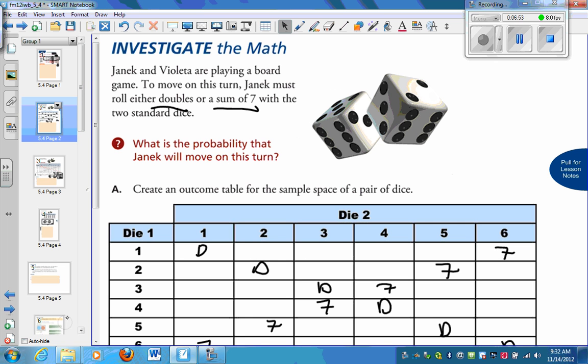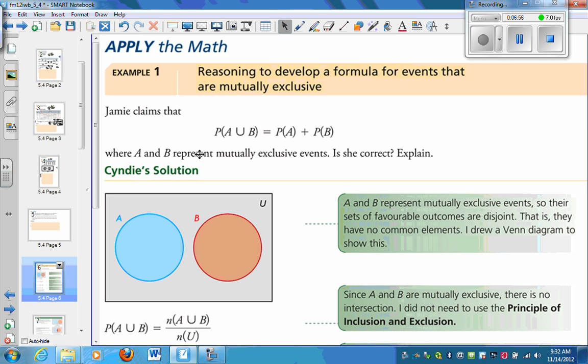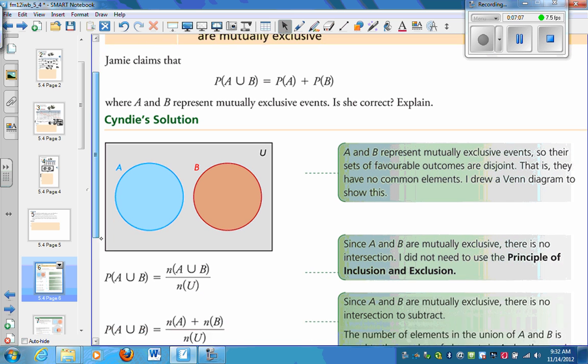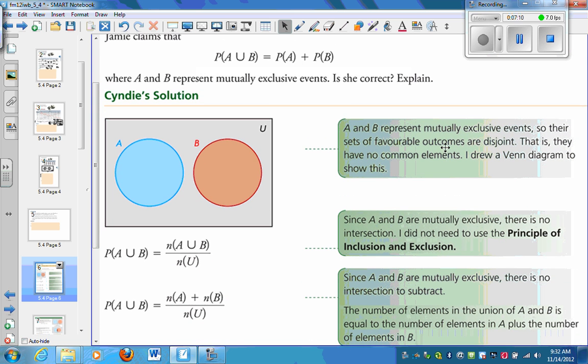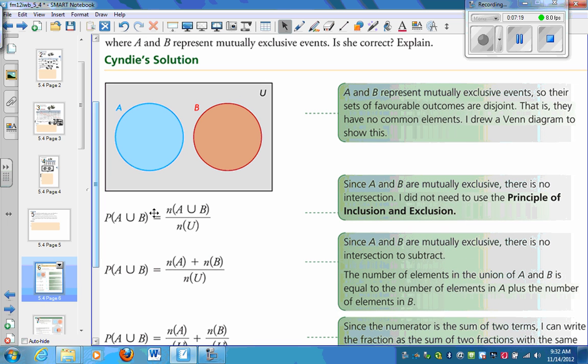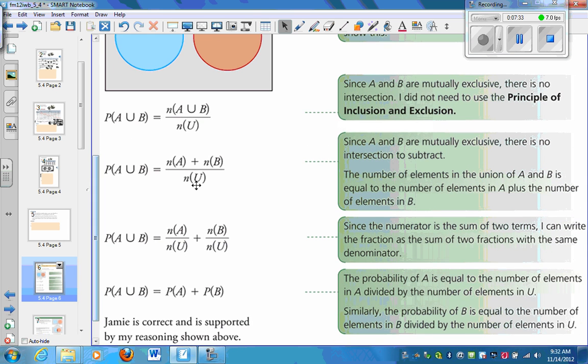So I think I have another example to show here. Jamie claims that the probability of A union B is equal to the probability of A plus the probability of B, where they represent mutually exclusive events. Is she correct? Explain. If A and B represent mutually exclusive events, their sets of favorable outcomes are disjoint. That is, they have no common elements. So the probability of A union B is going to be the number in A union B divided by the number in the whole set. So that is equal to the number of A plus the number of B, everything in here and everything in here, over that. Well, you can break that up.